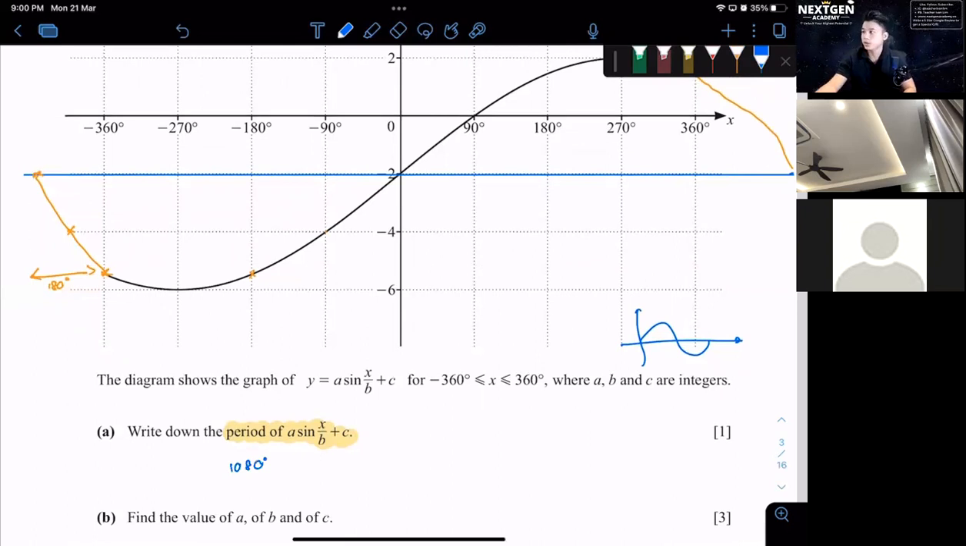I'm not so sure whether you all use any other methods, but this is how I see it, to make it to one whole period. Okay?